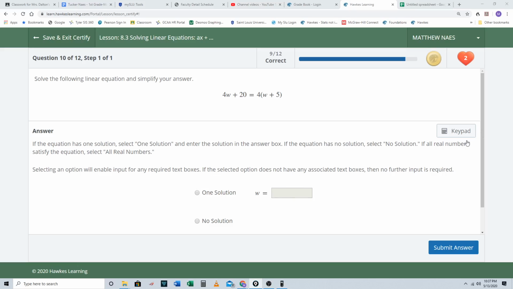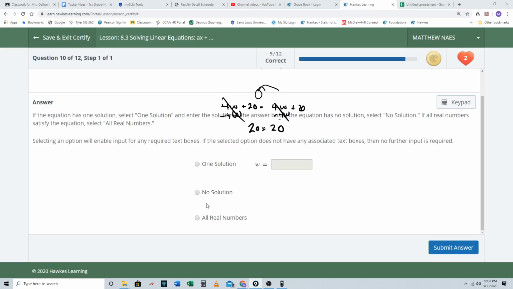Okay. Let's look at what's going to happen here. I'm going to distribute first. Always distribute first. 4 times that, we get 4w plus 20 equals 4w plus 20. Hey, same equation. So what happens when I subtract 4w on both sides? To move your variable over, I get 20 is equal to 20. So here, since the variable is canceled out, I know it has to be one of these two. And since I got the numbers equal to itself, the answer is all real numbers.